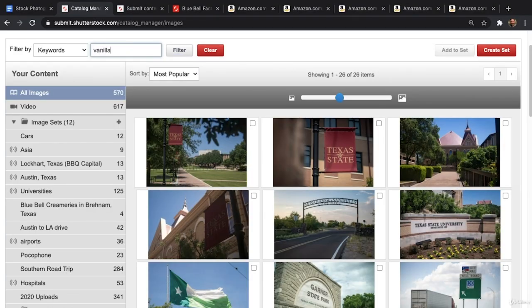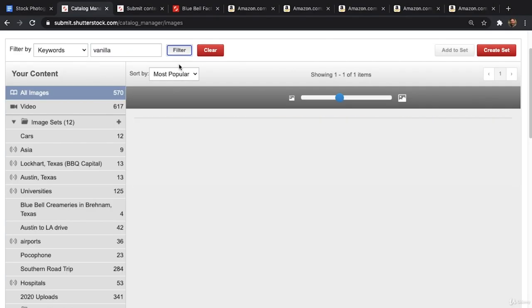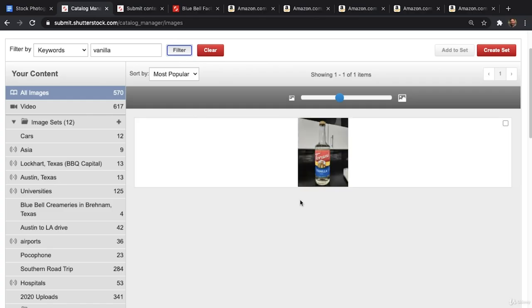I sold a portrait picture of a vanilla latte sweetener that sold, and that was portrait.